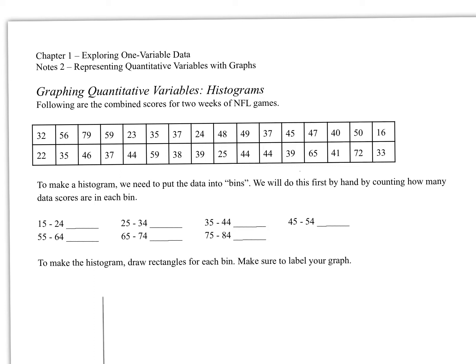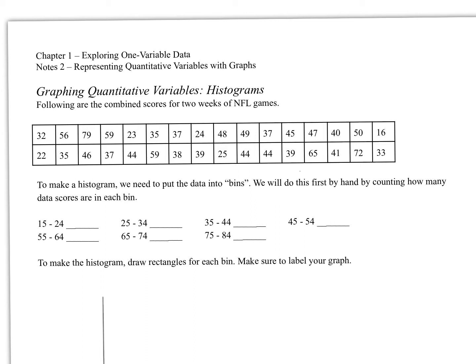So in section 2 of chapter 1, we're going to look at representing quantitative variables with graphs. And we're going to take a look at a few different types of graphs today, specifically 4, that we can use for quantitative variables. And we'll take a look at a couple more next week when we're looking at 2 variables as well. So the first thing we're going to look at are histograms.